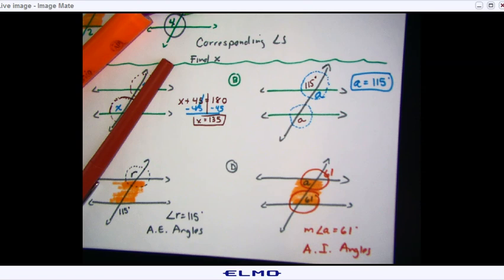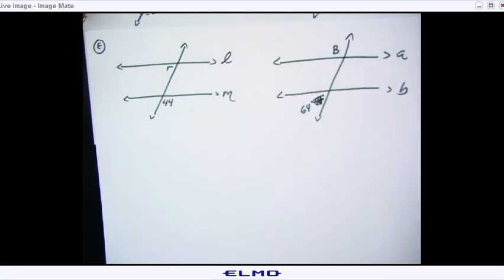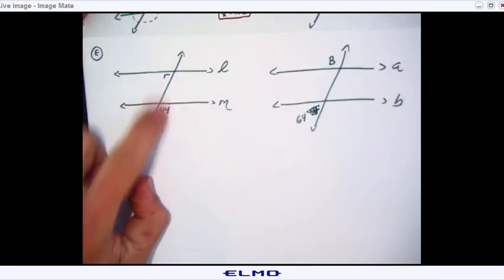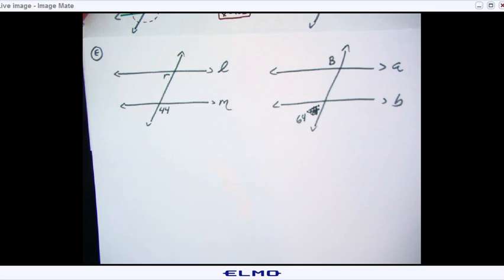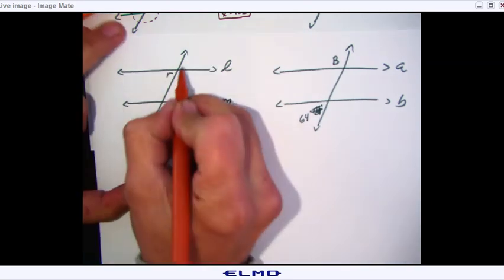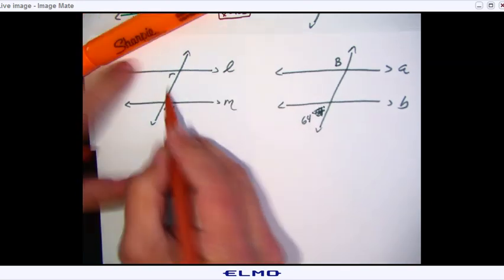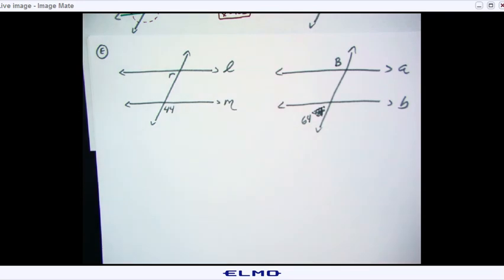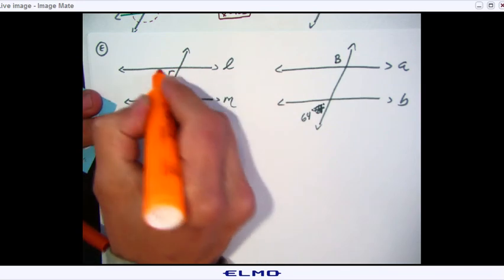Alternate interior angle. Let me pause it real quick. Alternate interior. All right, so this one, you got R and then 44, right? So they're on the different lines. So let's go ahead and see what we get. They're alternate, but one's on the interior, one's on the exterior. See that? If you highlight it, what's this?